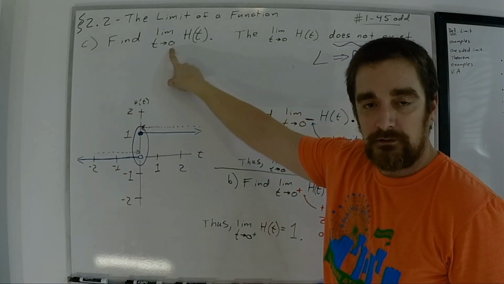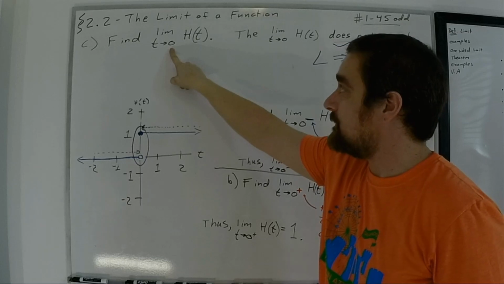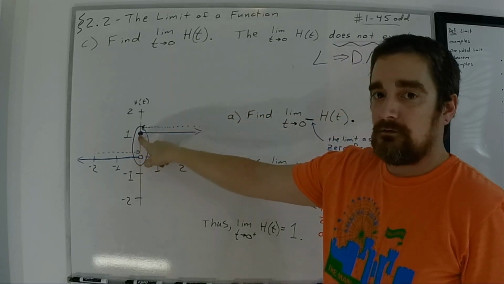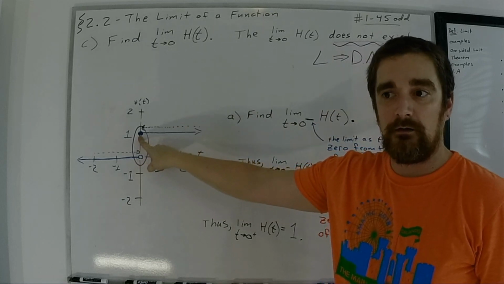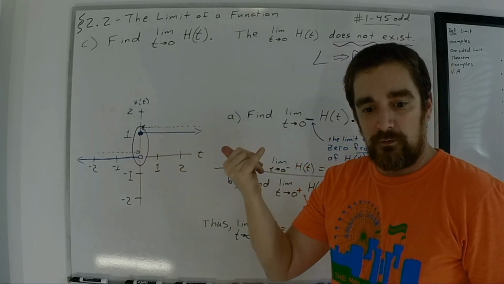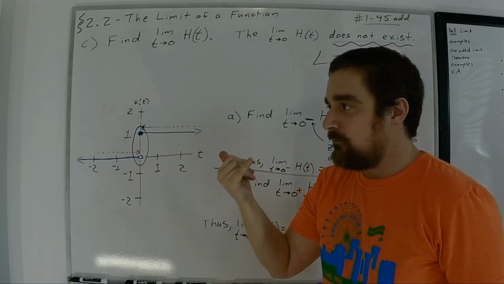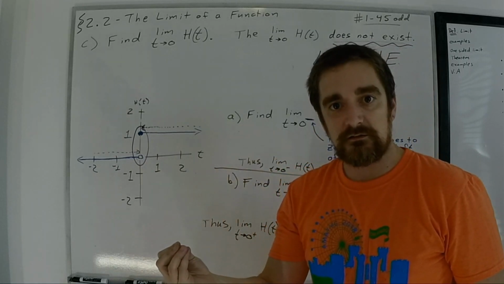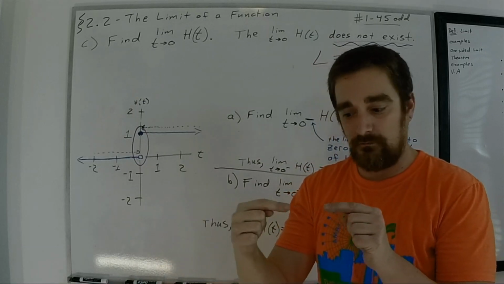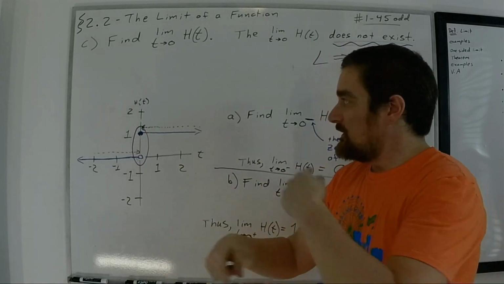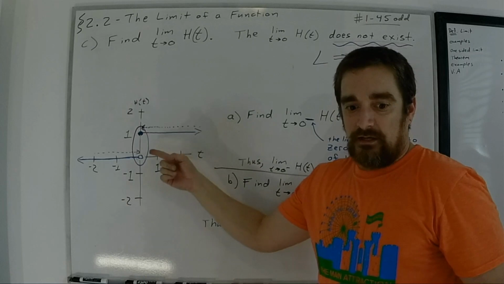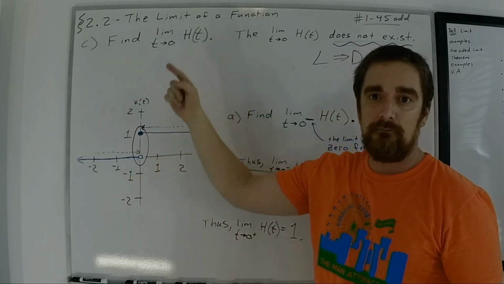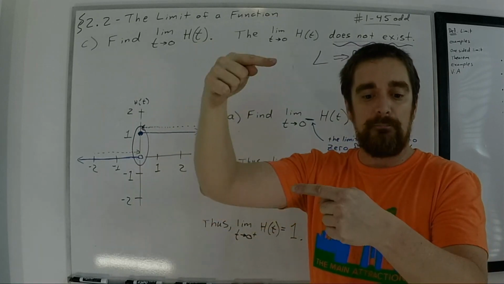If I plug 0 into this function, the Heaviside function, it is defined to be 1 as the output. So now it's kind of the opposite of what we saw in the previous examples, where maybe the actual function itself doesn't exist there, but the limit still works because of the hole. Now we're seeing the opposite, where the function is defined there, but the limit doesn't work because there's this jump discontinuity.